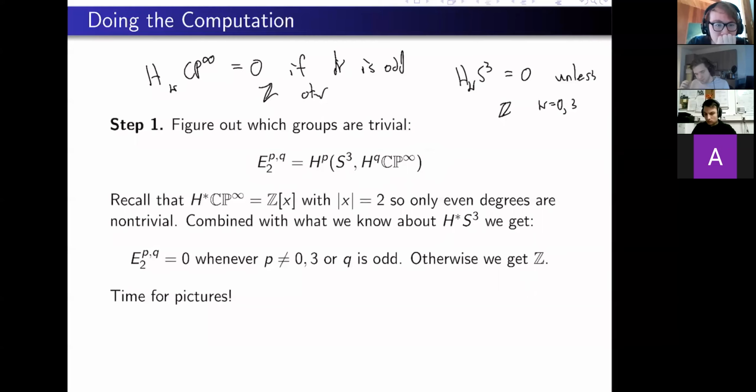So let's figure this out. When is E_2^{P,Q} 0? It turns out that we need both P to be 0 or 3, and Q to be even, or vice versa. E_2^{P,Q} is 0 whenever P is not 0 or 3, or whenever Q is odd. Otherwise, we get a copy of Z. And we actually know a little bit more about this, but I'll get to it in a second.